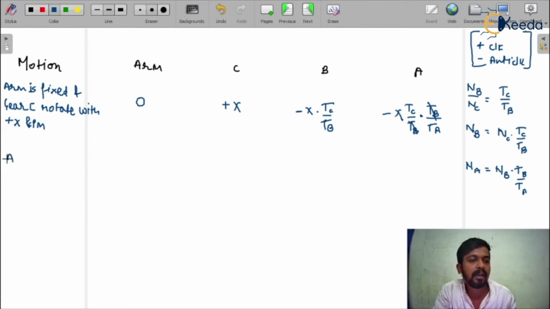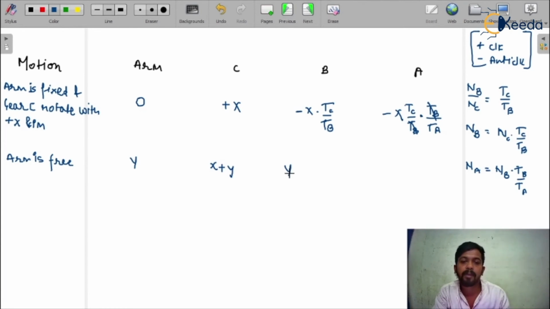Now in the next block we have considered that the arm is free, and assuming plus y, that means y rpm in the clockwise direction, it would be x plus y for gear C, y minus x TC upon TB for gear B, and y minus x TC upon TA for gear A.